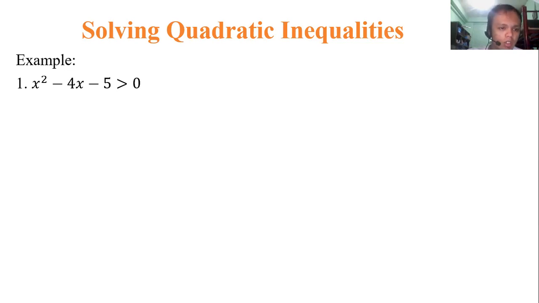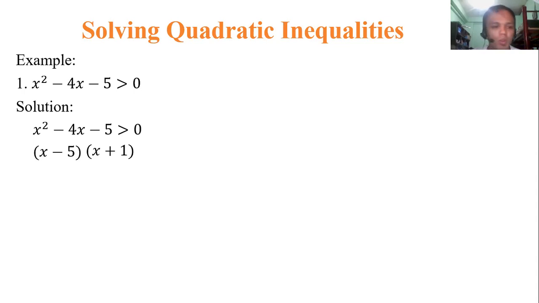Now, try muna natin itong x squared minus 4x minus 5 using the factoring method. Is there any factor of negative 5 that if we add those two factors, the sum is negative 4? Yes, we have, and that is negative 5 times 1. So we have x minus 5 times x plus 1 greater than 0. Find the value of x here.